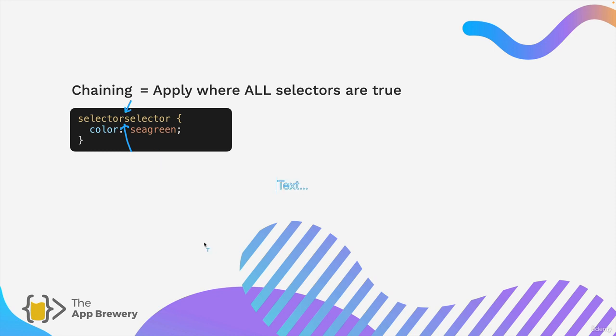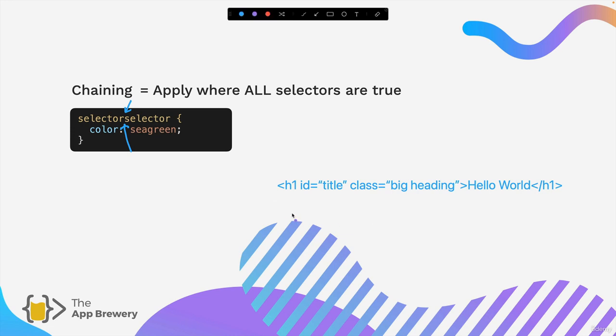So what this might look like is, let's say you had an H1, and this H1 also has some other attributes. Maybe it's got an ID of title. Maybe it's also got a class that's equal to big and heading. It's got 2 classes applied, 1 ID, and it's also an H1 element. If we had a whole bunch of other elements in our code, which also had the same ID or the same class, then we can use this chaining method to be really, really specific. That is the purpose of chaining.